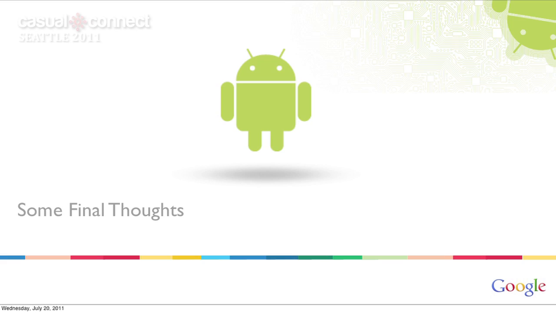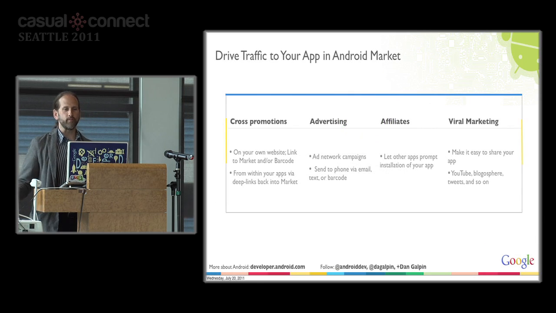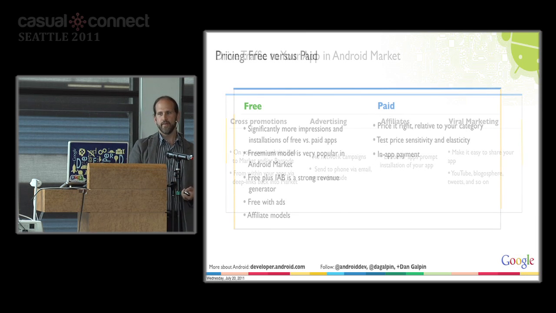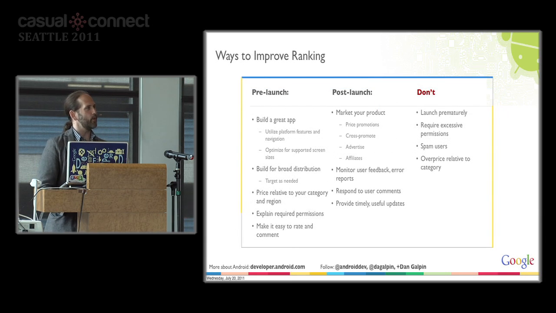So some final thoughts as we're really, really low on time here. Drive traffic to your application. Think of things like cross-promotion, advertising, and viral marketing. Consider what it means to be free versus paid. Improve your ranking. Build great games. Ultimately, that's what we want to see. We want to see the best games and applications on Android Market.